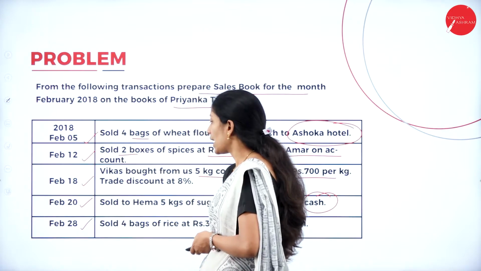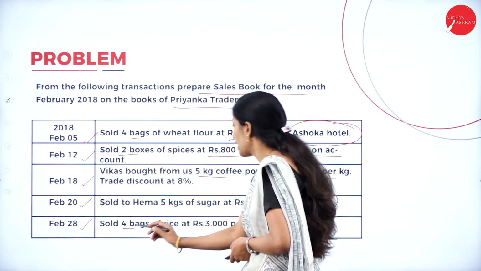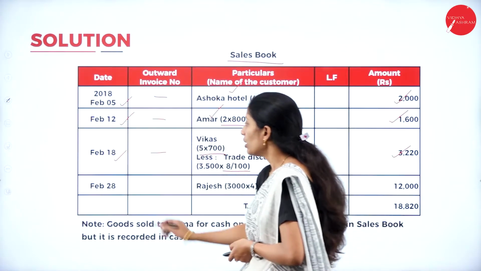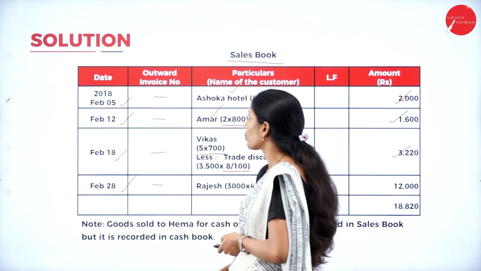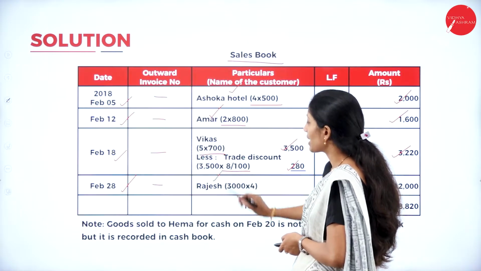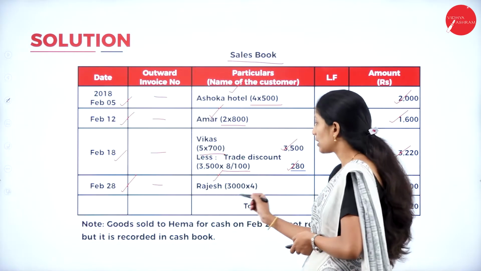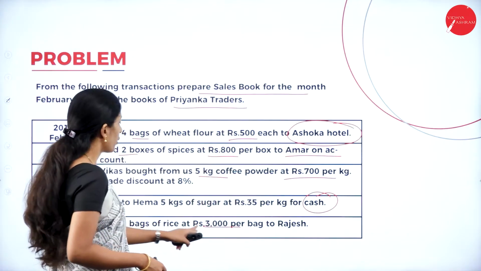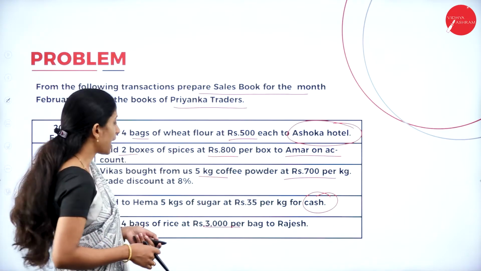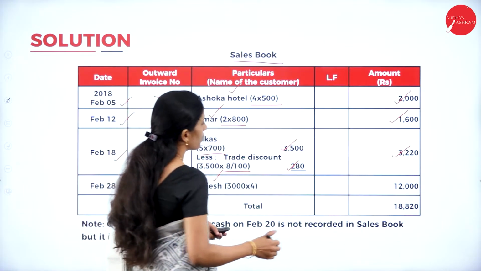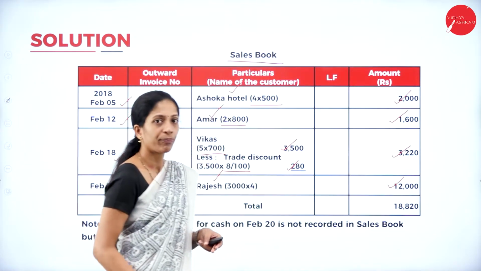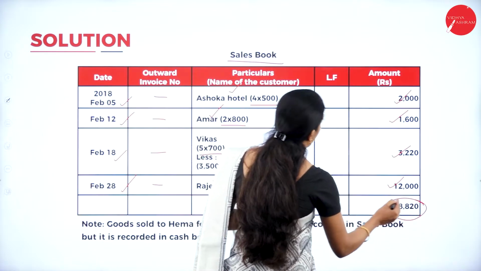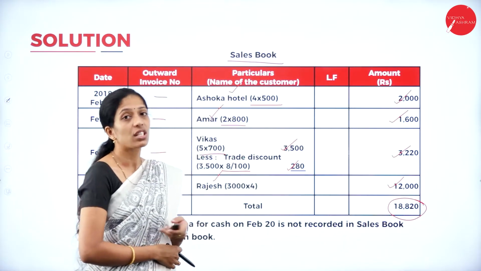Next, Feb 28th, sold 4 bags of rice at rupees 3,000 per bag to Rajesh. So, Feb 28th, there is no outward invoice number. Name of the customer is Rajesh. So, what is the amount? 3,000 into 4. That is 4 bags of rice at rupees 3,000 per bag they have given. So, 3,000 into 4 will get 12,000. Now we have to total everything, so that we get the total balance of the sales book, that is 18,820.